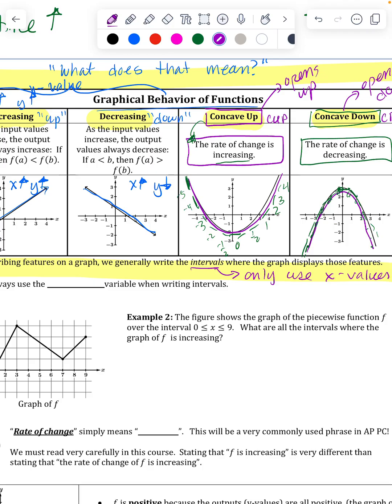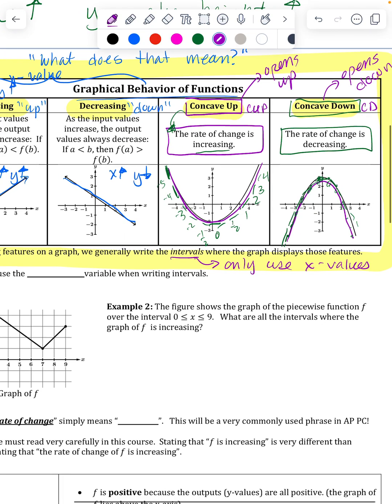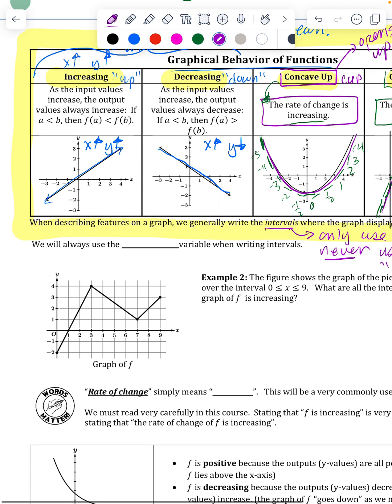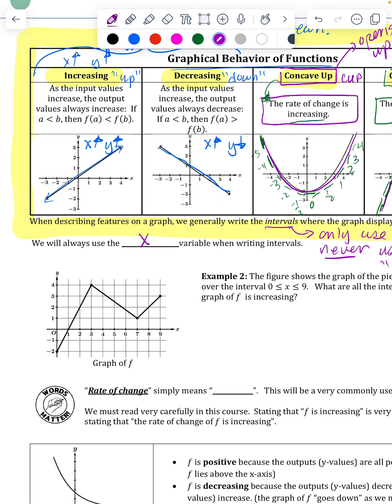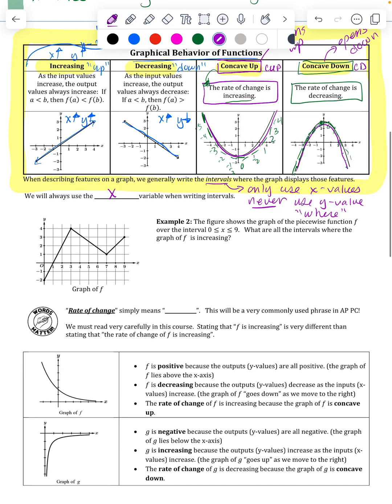And you're going to use the interval notation that we talked about in 1.2. So you are never on an interval, because you're telling where it's happening, you're never going to use your Y value, because you're describing where. You're saying from here to here, the graph is doing this thing. So we will always use X variable when writing intervals. So let's look at what a problem would look like.